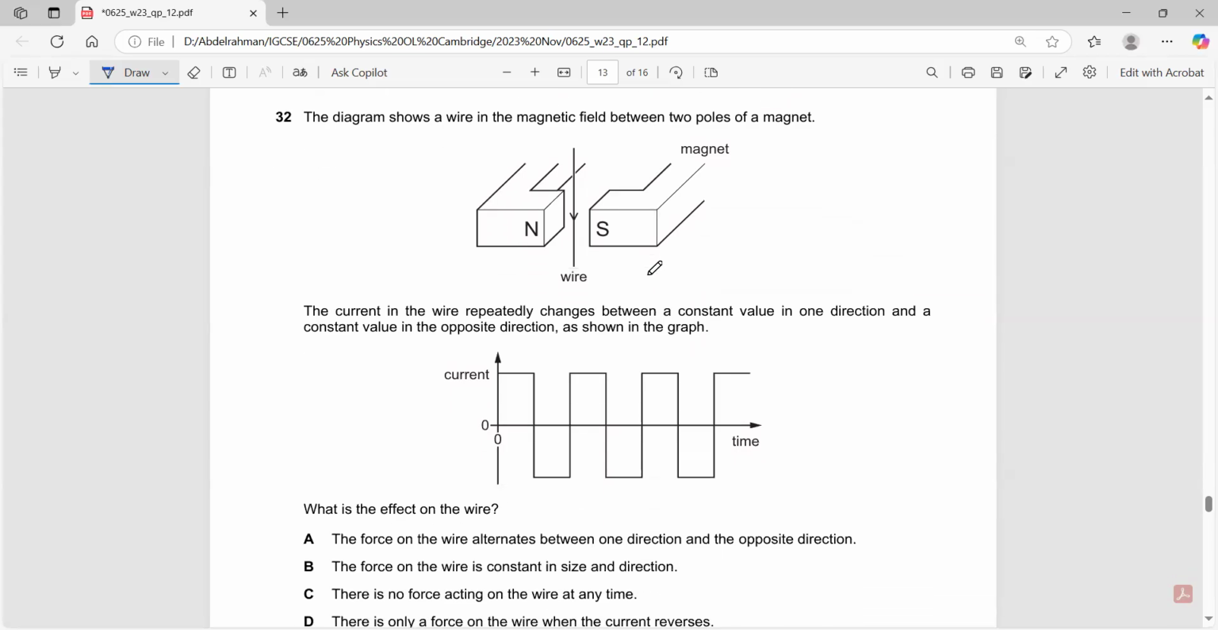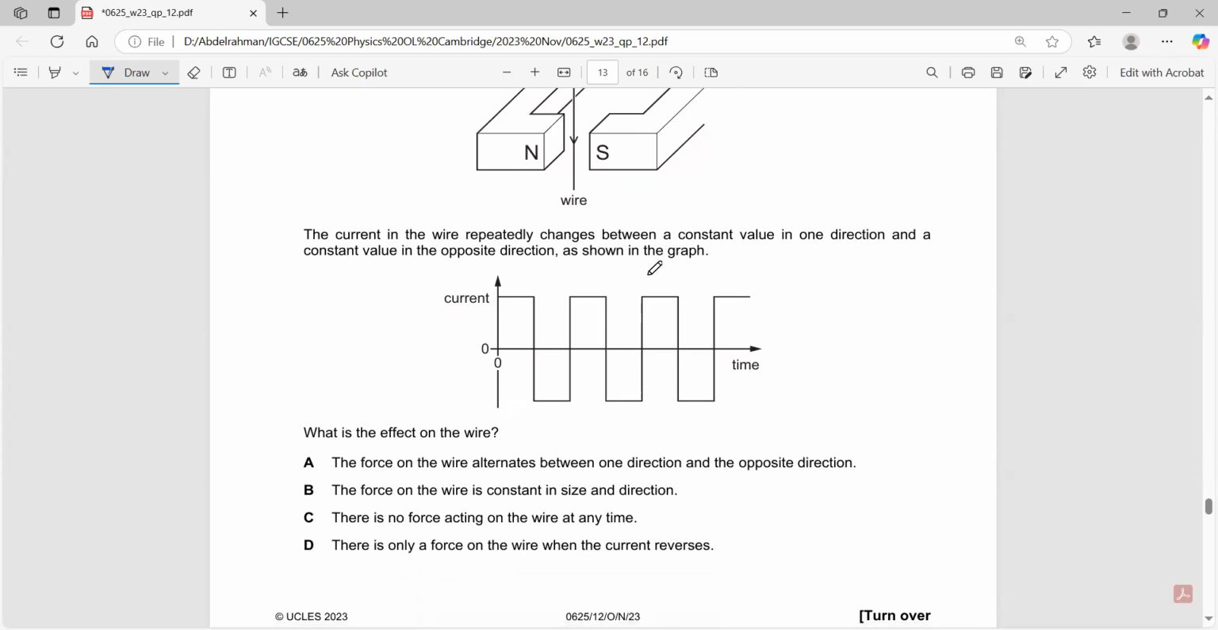Now, we have a wire in a magnetic field. There's a current in the wire, and this is the current that is passing through the wire now. This is an alternating current, isn't it? Yes, it is. The current keeps on increasing and decreasing, right? What happens to the force on the wire? You have current passing through a wire, but the current is not constant. It's an alternating current. So what happens to the force on this wire?